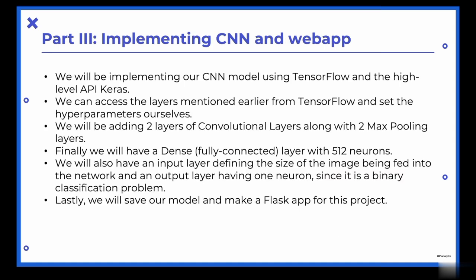So how will we be implementing our CNN model and saving the model for our web app? We'll be implementing our CNN model using TensorFlow and the high-level API Keras. We can access the layers mentioned earlier from TensorFlow and set the hyperparameters ourselves. For our specific project, we'll be adding 2 convolutional layers along with 2 max pooling layers. Finally, we'll have a dense or fully connected layer with 512 neurons. We'll also have an input layer defining the size of the image being fed into the network, and an output layer having 1 neuron since it is a binary classification problem. Lastly, we'll save our model and make a Flask app for this project.